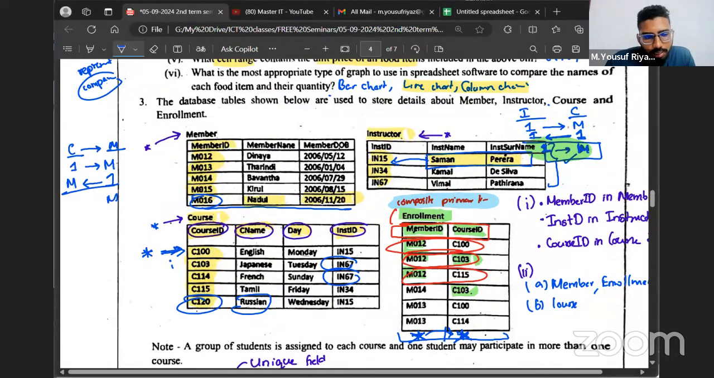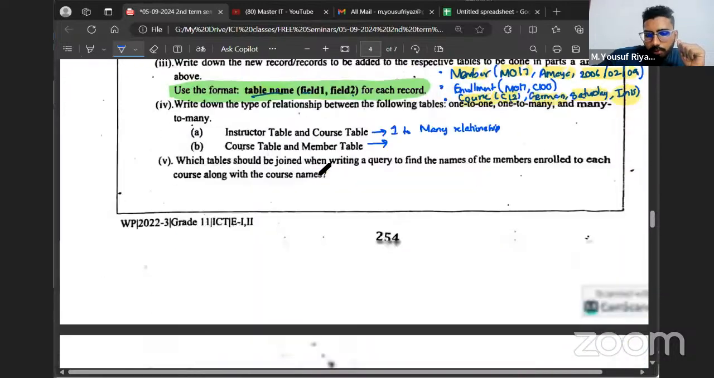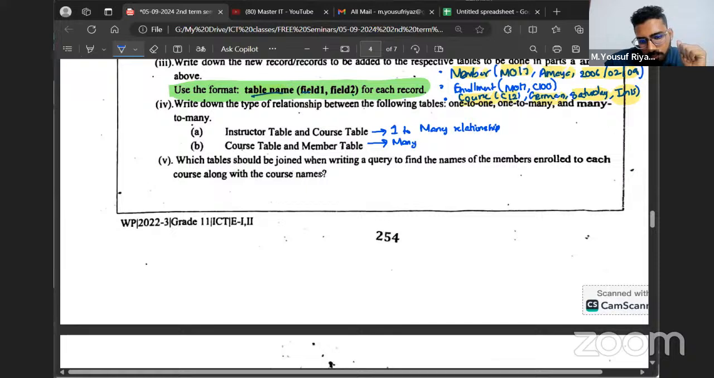So if M is there, write M. So this is a many-to-many relationship. Always, when there is a many-to-many relationship, you will have to get the help of a third table to form the relationship. Now tell me, what is the table that's going to connect the member table and the course table? Exactly, it's the enrollment table. Always keep in mind, when there is a many-to-many relationship, a third table is formed.